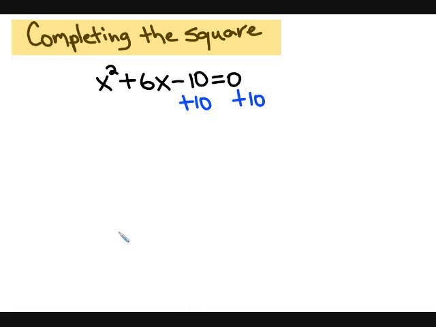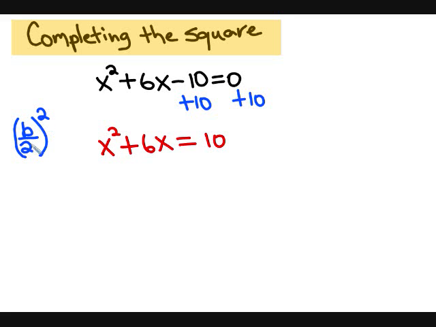That's going to give me x squared plus 6x is equal to 10. Then you get the b value. The b value is the coefficient of x. In this case, it's positive 6. You always get the value of b, okay? The value of b, you always half it and square it.